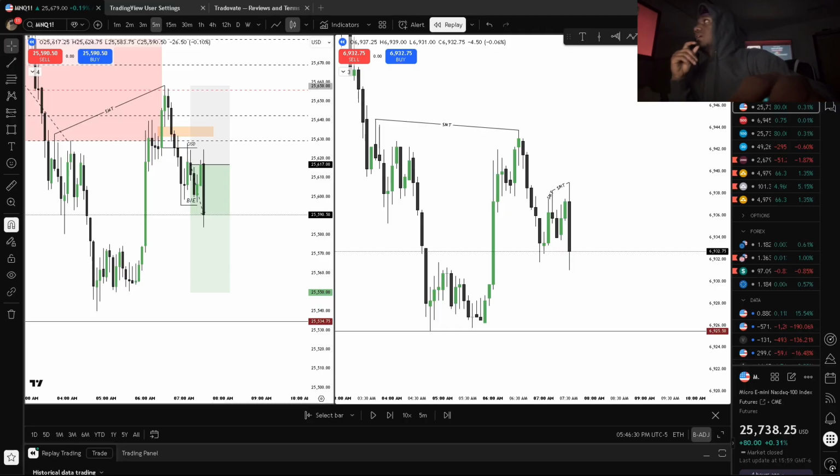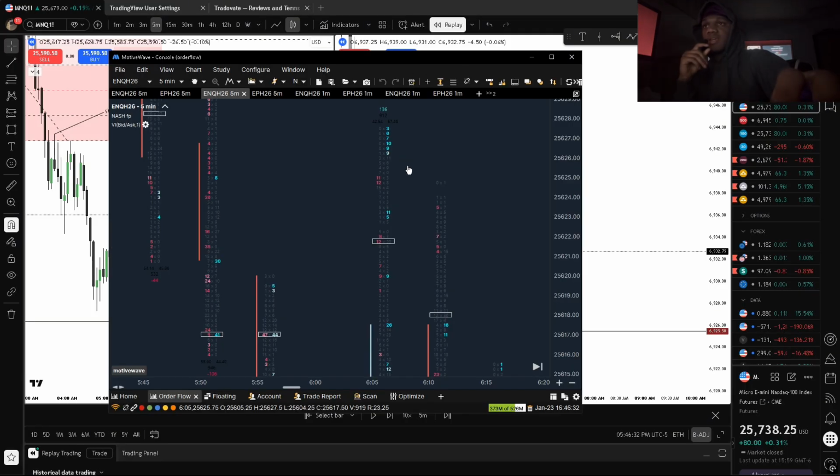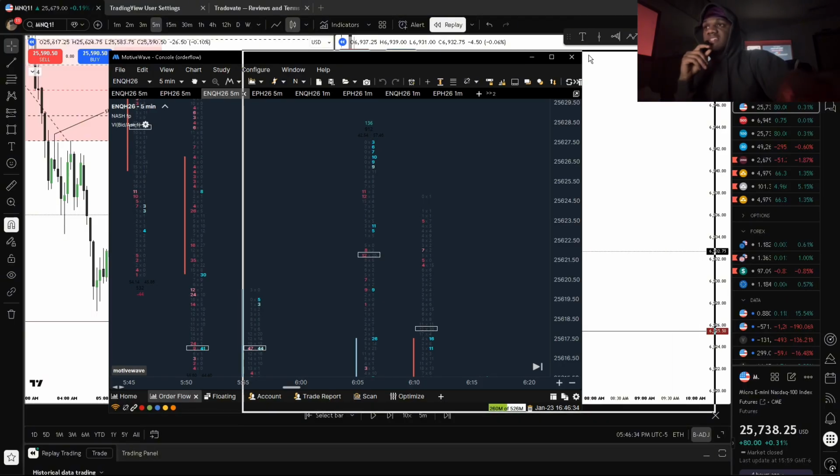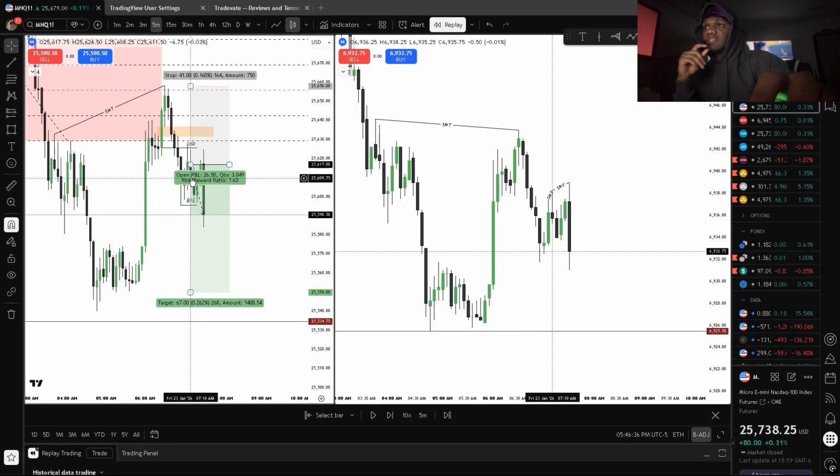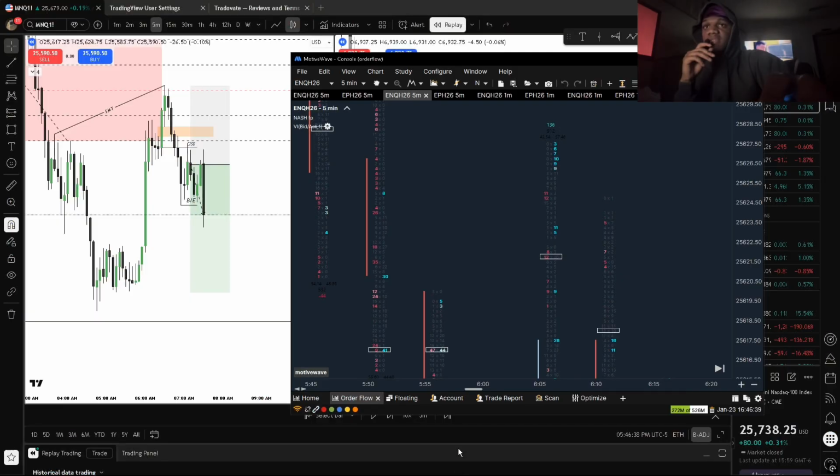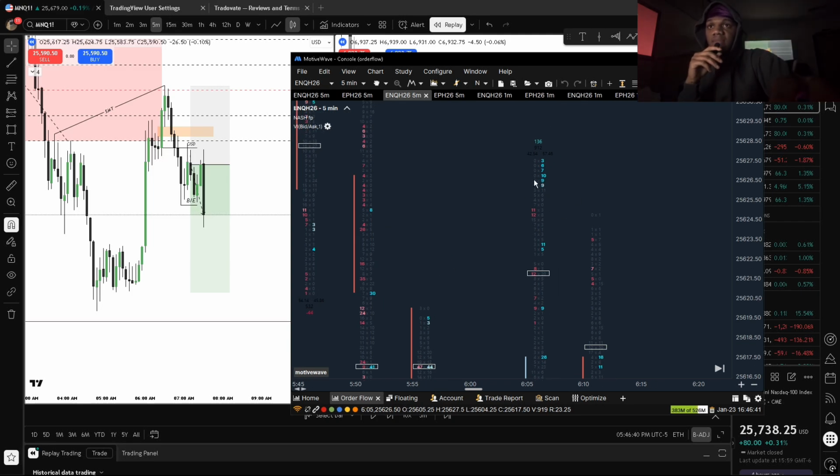Another thing that I was looking at was the footprint. This was right when the CISD happened right here on my entry. And the CISD happened right here, and then we put in the SMT. You can see all these stacked imbalances right here. Stacked imbalances is basically buyers getting absorbed, right? This is the best spot.